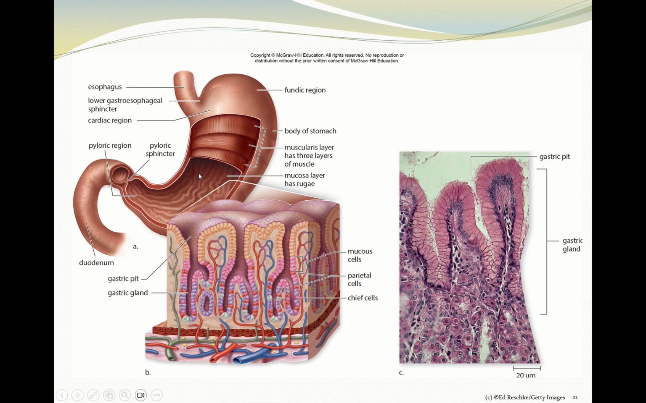The rugae are going to increase the surface area. And we can see the parietal cells, the chief cells, and the mucus cells in here. And then this is an illustration of a gastric gland with the gastric pit.